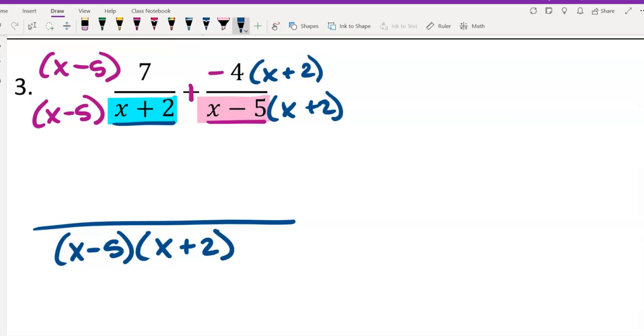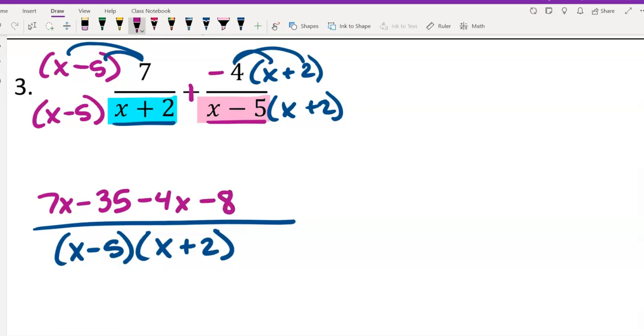Now to get our numerator, we are going to have to distribute the 7 to that set of parentheses and the 4 to the negative 4, to this set of parentheses. Starting with the 7, we have 7 times x, so 7x. 7 times negative 5 is negative 35. On the right, we have negative 4 times x for negative 4x, and negative 4 times 2, which is negative 8.